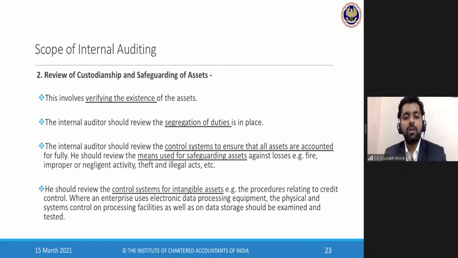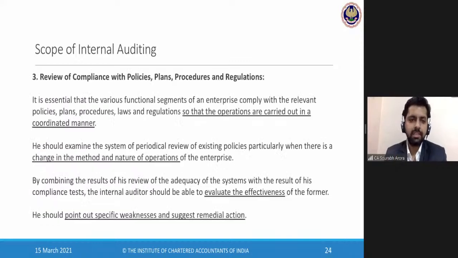Then review the control system to ensure that all assets are accounted, and review the means used for safeguarding the assets. For example, against fire, improper and negligent activity, theft or illegal activities. He should review the control system for intangible assets. For example, the procedure related to credit control. Where an enterprise uses EDP equipment, the physical and system control and processing facilities, as well as data storage, should be examined and tested. So, review of custodianship and safeguarding of assets. Remember the existence, segregation of duties, control systems, and then the control system for intangible assets.